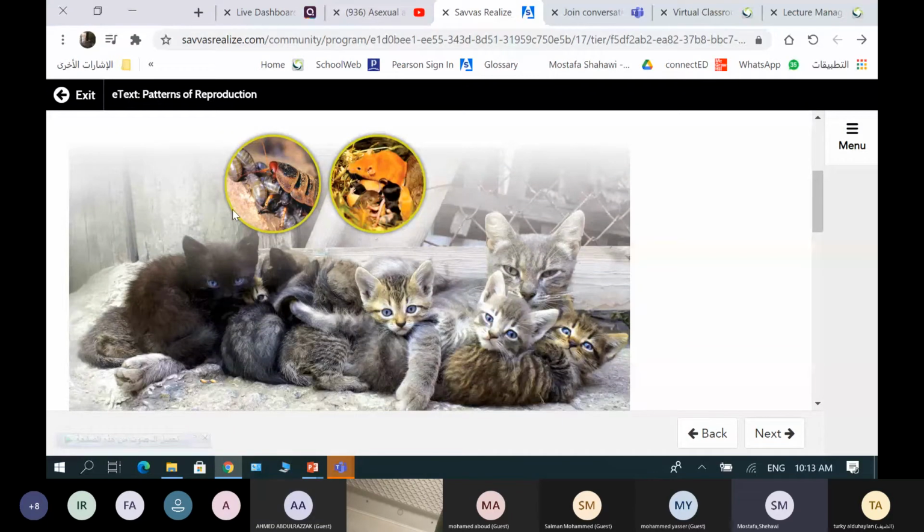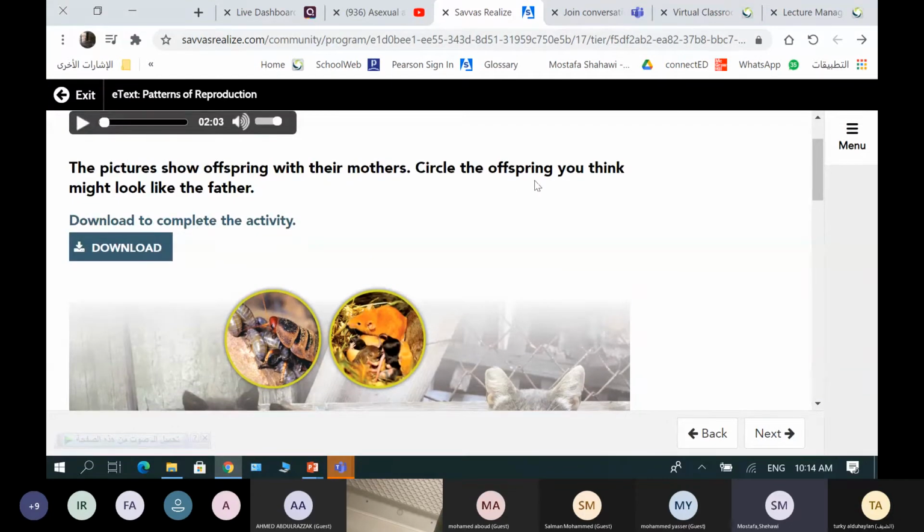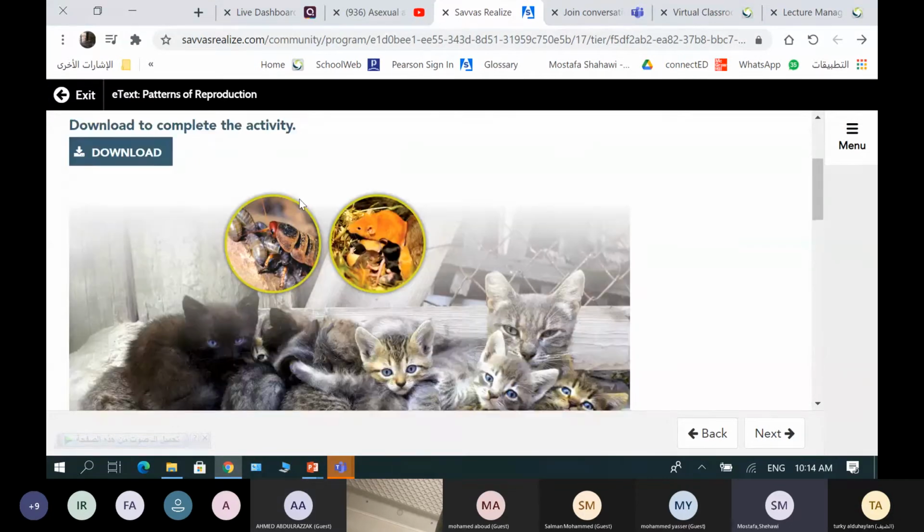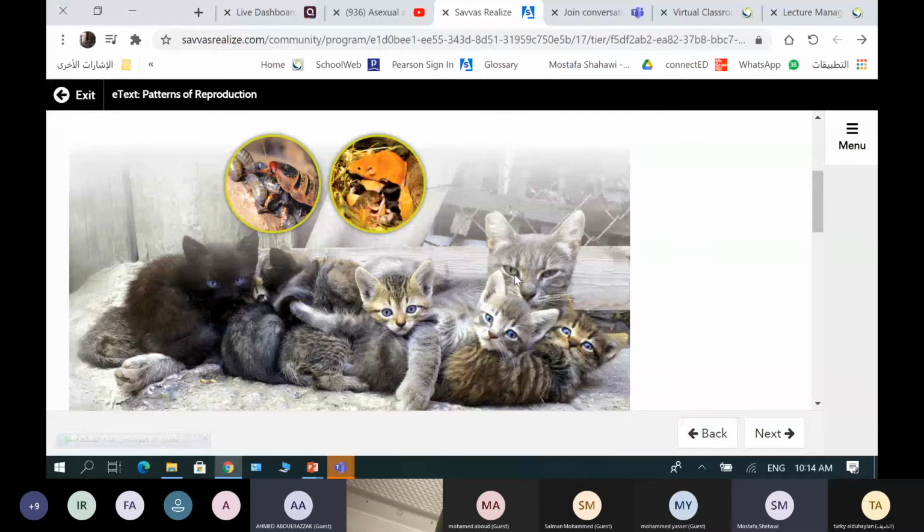So in these pictures, we have the cat babies and their mom, the rat babies and their mom, and these babies, I don't know what they are, and their mom. So we have mom here. We circle the offspring you think might look like the father. Let's see the cat babies. This is mom. Which one of these babies do you think looks like the male parent, the father?